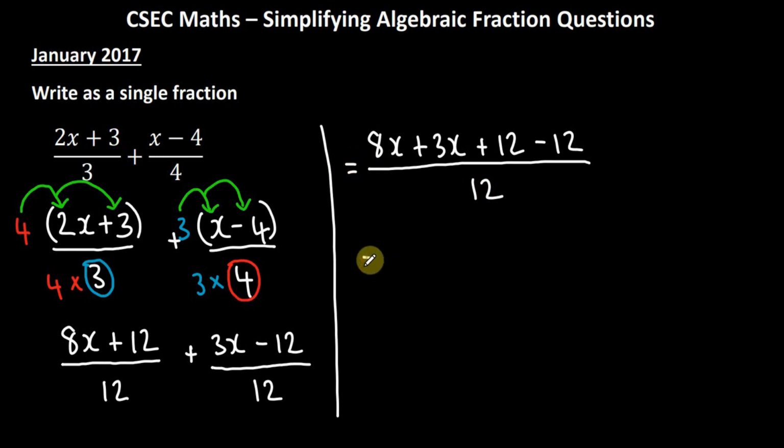And let's see how we progress from here. So 8x plus 3x, that's 11x. And 12 minus 12, that's 0. So we're left with nothing there. All we have here is the 11x divided by 12. And this would have been our answer here.